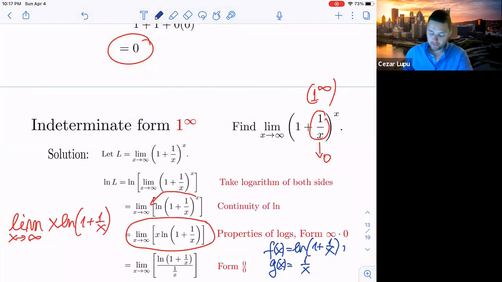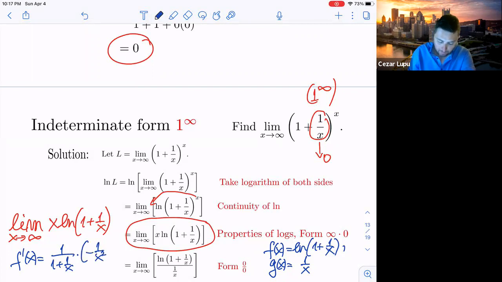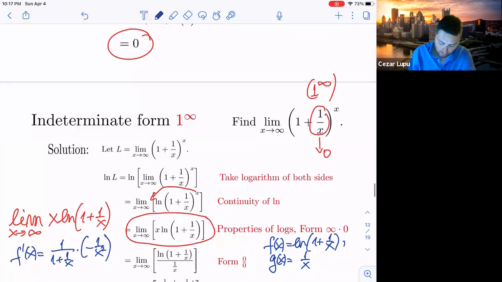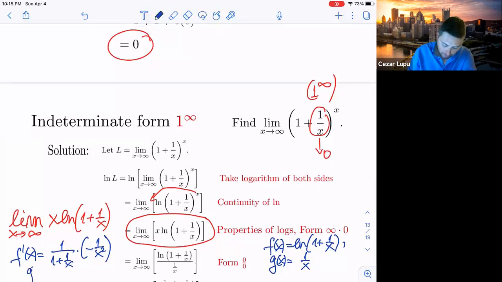So what we need to do right now is just to take the derivatives of these two functions. So f prime of x is what? 1 over 1 plus 1 over x times (1 plus 1 over x) prime, which is negative 1 over x squared, right? I don't think I made any mistake. And g prime of x is what? Is negative 1 over x squared. Great. So these are the derivatives.